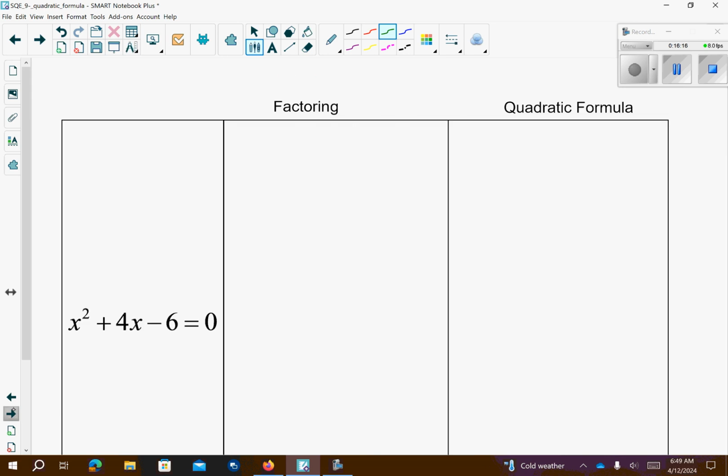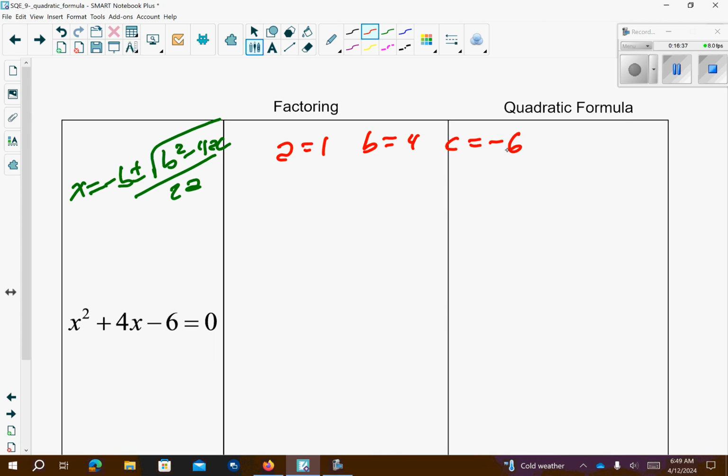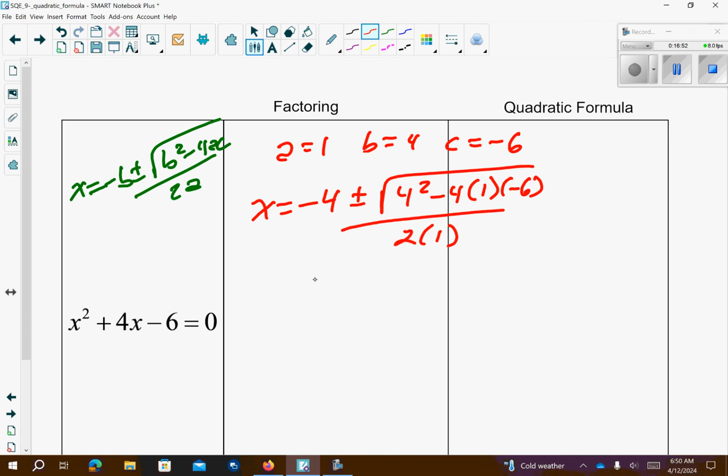All right, we're not even going to worry about factoring it. I know the quadratic formula is x equals negative b plus or minus the square root, b squared minus 4ac, all divided by 2a. Okay, so my a value is 1, my b value is 4, my c value is negative 6. So I'm going to get x equals negative b, so it's going to be a negative 4 now because I'm plugging a positive 4 in. B squared minus 4 times 1 times negative 6, that's my a and c value, all divided by 2 times 1.